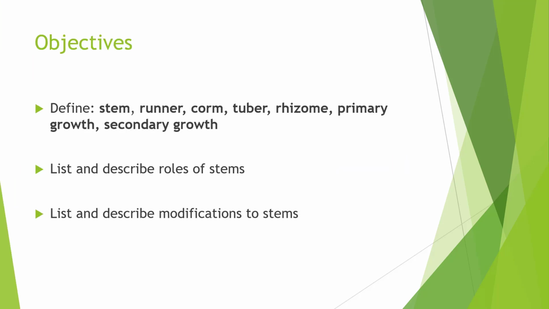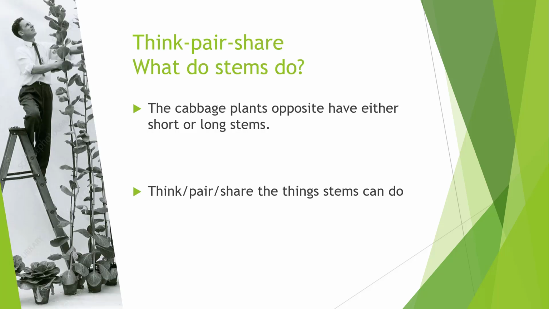Stems. Let's take a look at stems. Be able to define stem, runner, corm, tuber, rhizome, primary growth, and secondary growth. These last two are a little complicated, but they're kind of fun. Be able to list and describe roles of stems and modifications to stems.